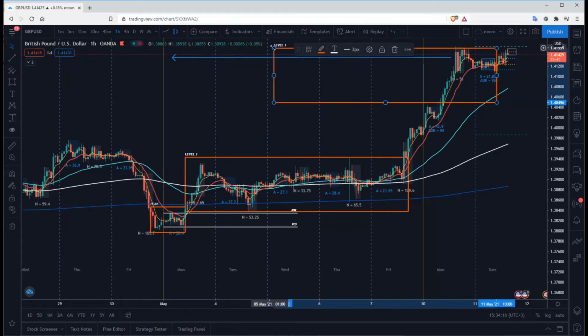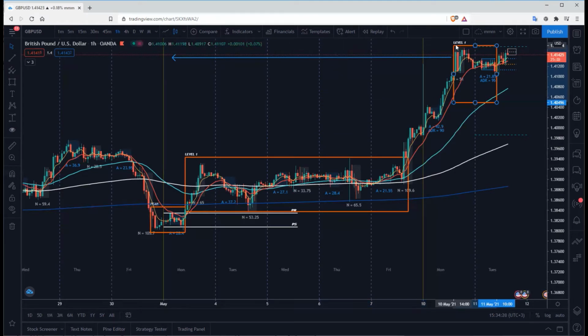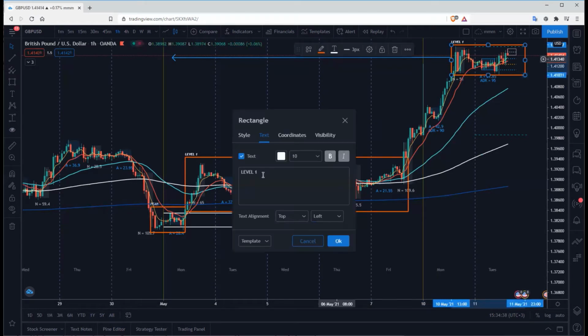My PC is just jig sometimes. Okay, so I don't like the way it's written here. Okay, so this is actually our level three. So I'll just double click here and change this to three. You might ask why, right?